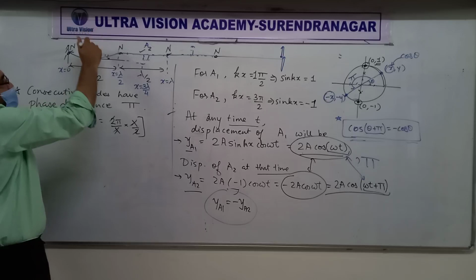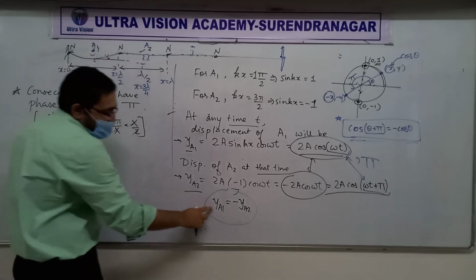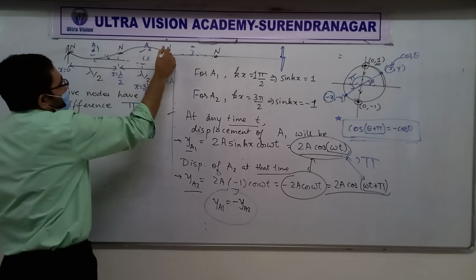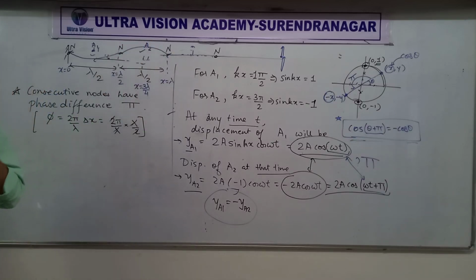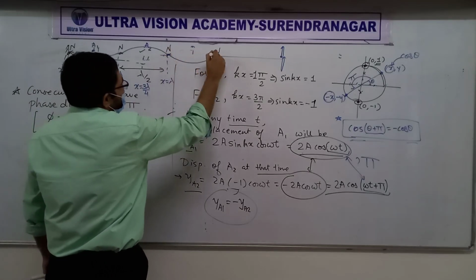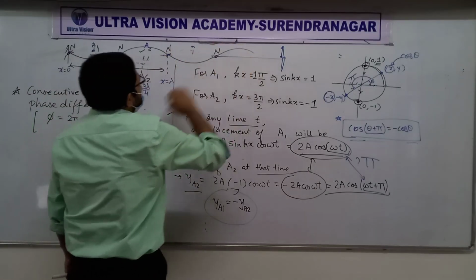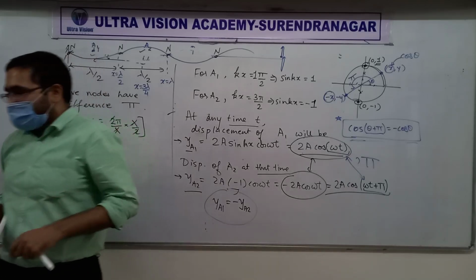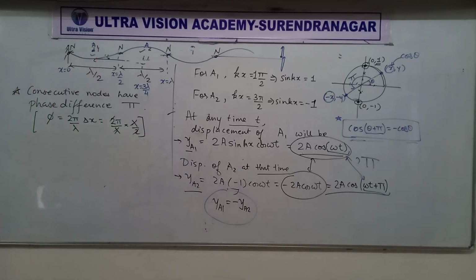But when A1 goes down, A2 will go up. Okay? And A3 will go down, and A4 will go up. Like that. Did you understand what I am saying?